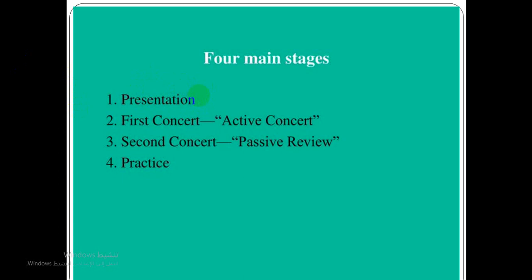In this stage, the teacher teaches the material in a playful manner, instead of analyzing the lexis and grammar of the text in a directive manner. The second stage here is the first concert, or active concert.